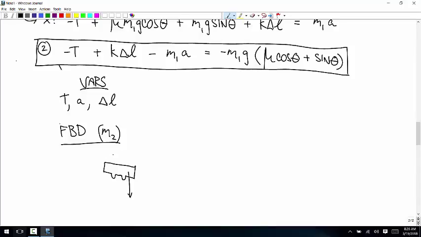Okay, and the force down is m2 g. The normal force is N2. And then the spring force, the default is always to treat that like it's a tension, and then if it's a compression, that'll come out in the answer. So I'll write this as k delta L.